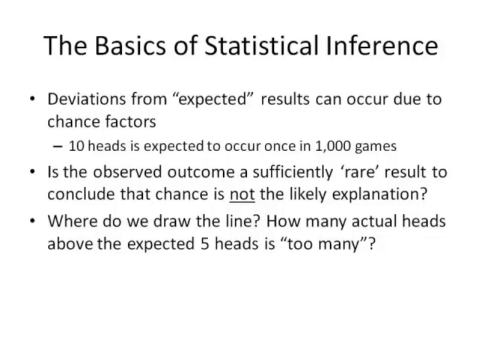Now with the probability distribution, the deviations from the expected results can occur due to chance factors. In fact, 10 heads is expected to occur once in every 1,000 games. The question we have to ask is whether or not the observed outcome is sufficiently rare to conclude that chance was not the likely explanation. The central issue here is, where do we draw the line? How many is too many?